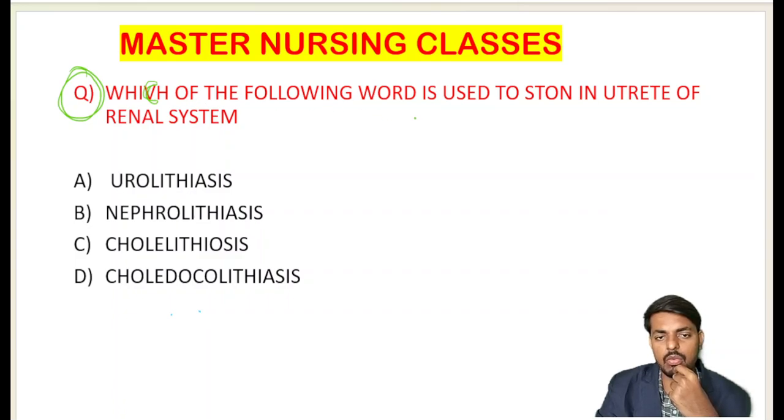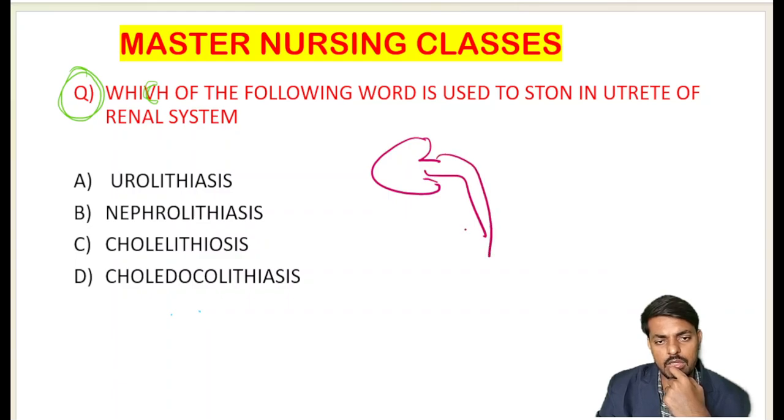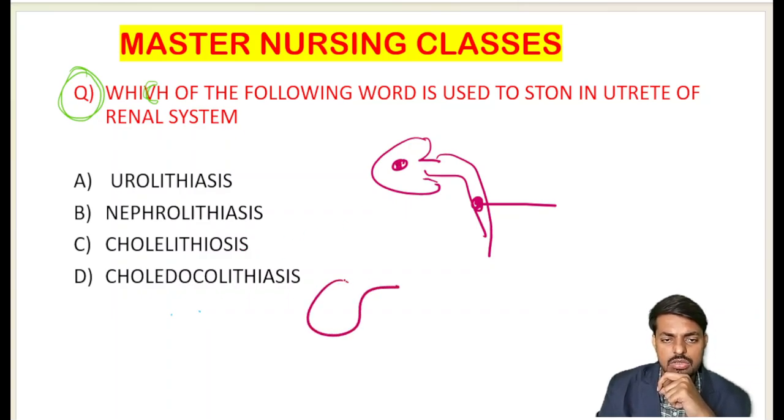Which of the following words is used for stone in the ureter of the renal system? Just now, in the previous class, we have discussed this, so we will not waste much time over this question. If the stone is present in our kidney, we call that nephrolithosis. If the stone is present in our ureter, we call that urolithosis. If the stone is in the gallbladder, we call that cholelithosis. If the stone is in the bile duct, we call that choledocholithosis.